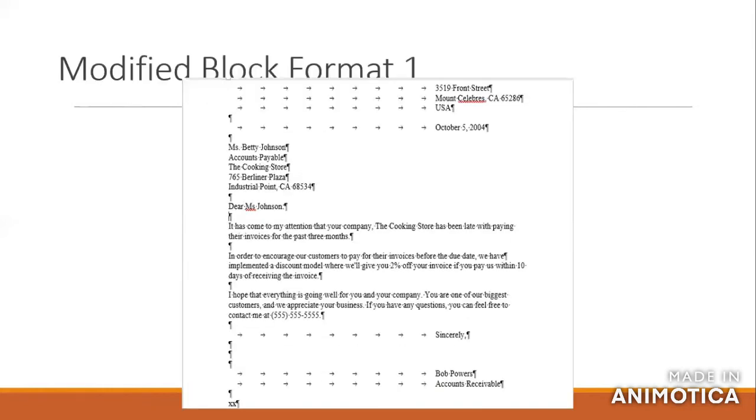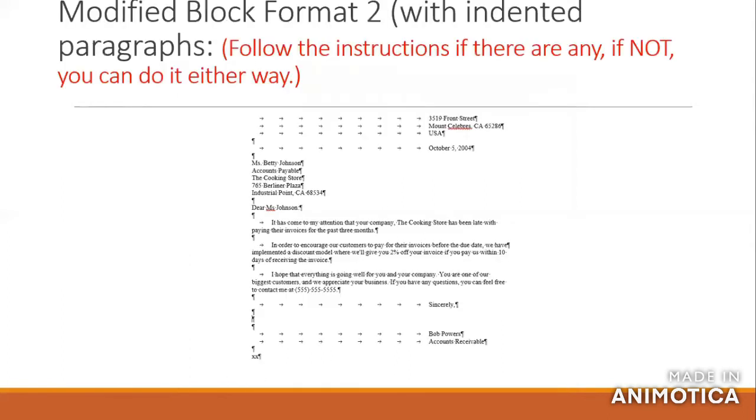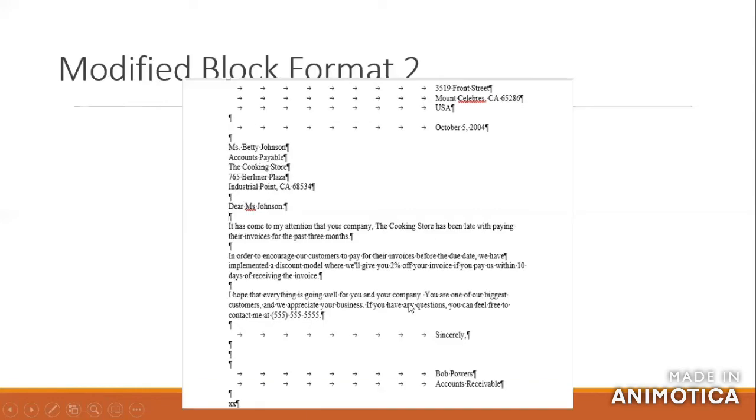Okay, so this one, modified block format 1, had block paragraphs. Now, if you look at modified block format 2, it was supposed to have indented paragraphs, but I don't know what happened. Oh, okay, here it is, with indented paragraphs right here. So ignore the 2 slides because they're the same thing. I don't know why I didn't delete that. I'm going to have to go fix that.